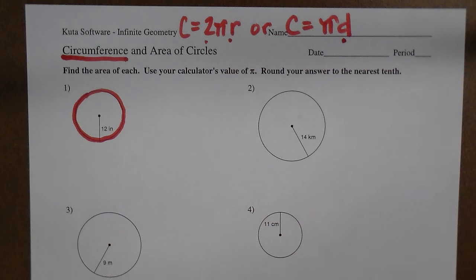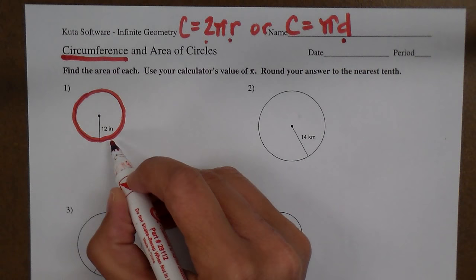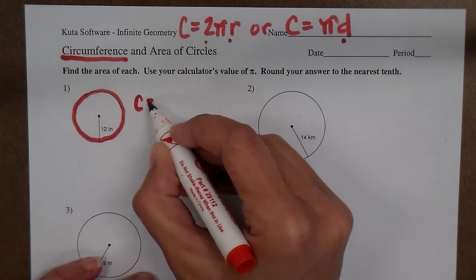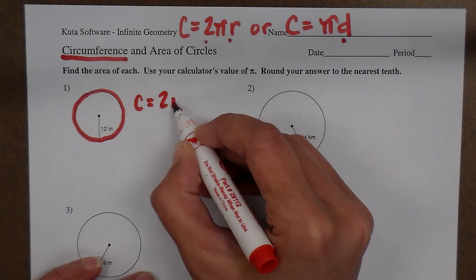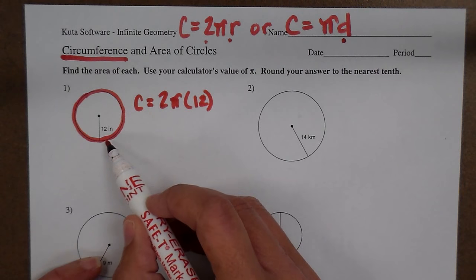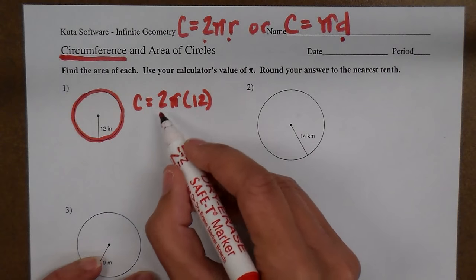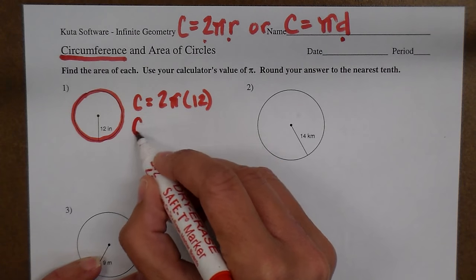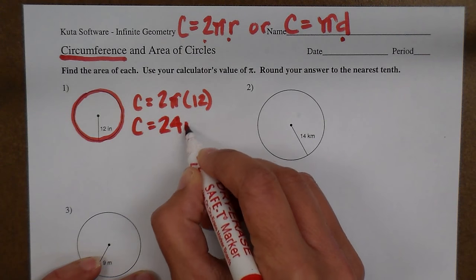So that's the perimeter of the circle. So we're going to find the circumference first. This has a radius of 12. So my circumference is going to be 2 times pi times 12, because it's 12 inches is my radius, 2 pi r. So I'm going to multiply 2 times 12, that's 24, and then I have the pi.